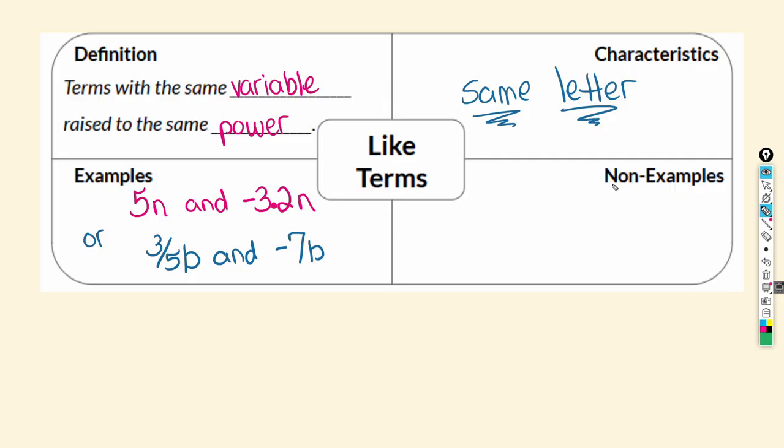Now, notice this section says non-examples. A common misconception is for people to think that negative 4x would be like terms with negative 4y. But they are not. Notice this is the non-example section. They are not like terms because they have different letters. Let's make that note on our paper. Again, pause the video if you need to catch up your notes.